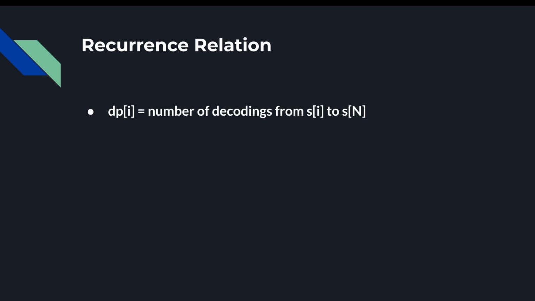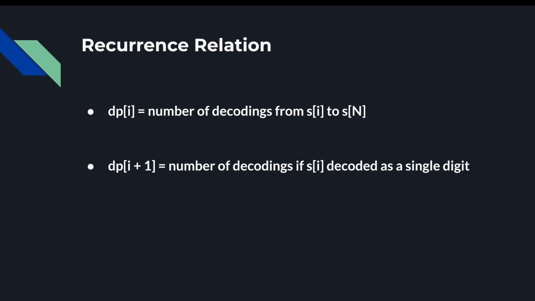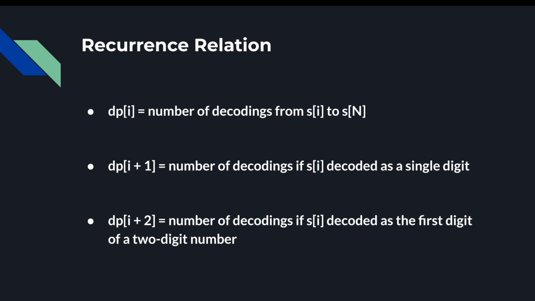The number of decodings, assuming that s[i] was used as a single digit, should be dp[i+1], because if there are x ways to decode s[i+1] to s[n], then tacking on one extra leading letter to the front is not going to change the number of ways we have to decode the string. And as expected, dp[i+2] is going to represent the case in which we decode both s[i] and s[i+1] as a single letter.